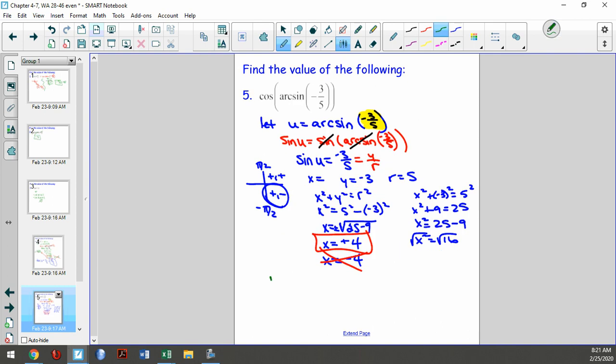Now, I need to do the cosine of u. The cosine of u is going to be your x value over your r. And what is x over your r? Done.